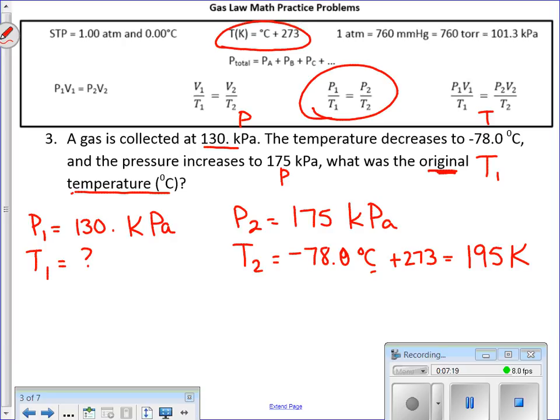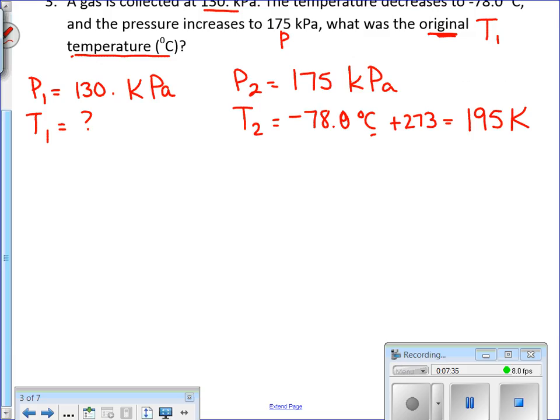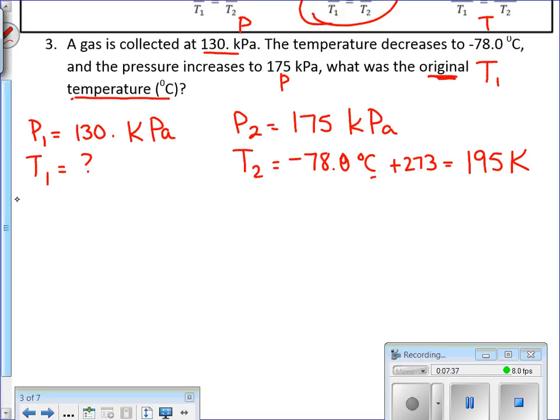If you try to solve using a Celsius temperature and then convert it to a Kelvin temperature, you will get it wrong. So please don't fight on that. Just go ahead and make your conversion as soon as you're setting up your variables. Okay? So, I need to write my equation. I'm going to have P1 over T1 equals P2 over T2.